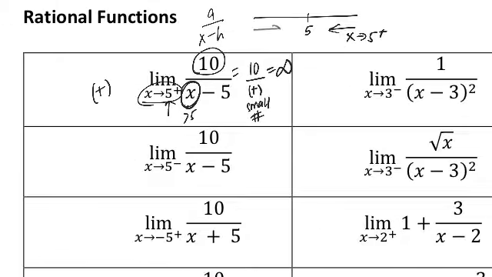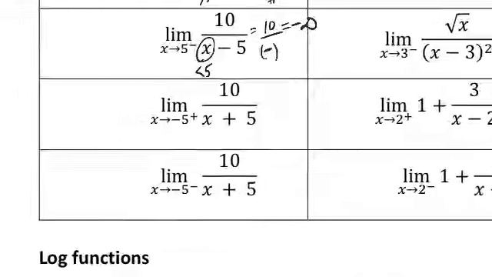If you're approaching from the other side, so 5 minus, then this number is less than 5. And so we have the situation 10 divided by a small negative number. So this is going to go to negative infinity.